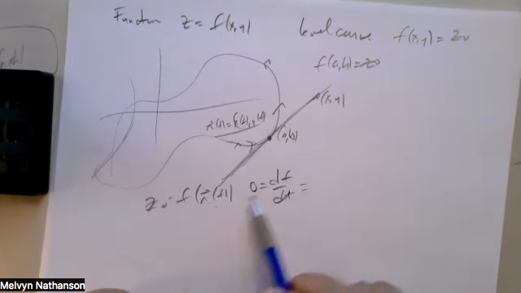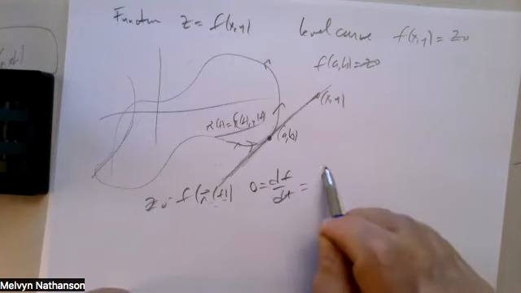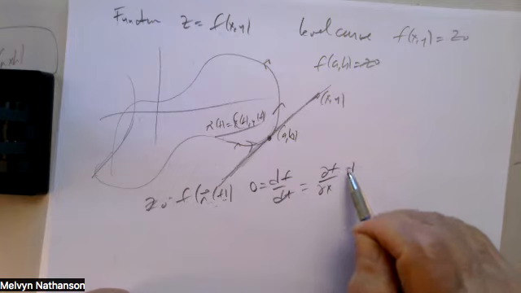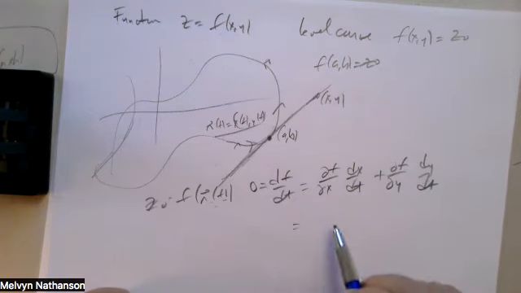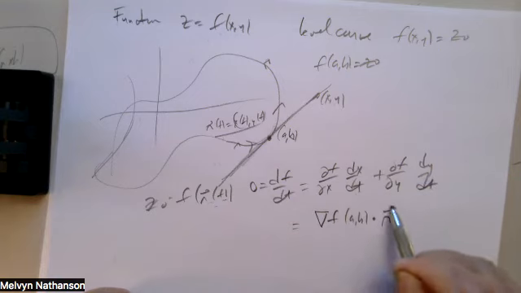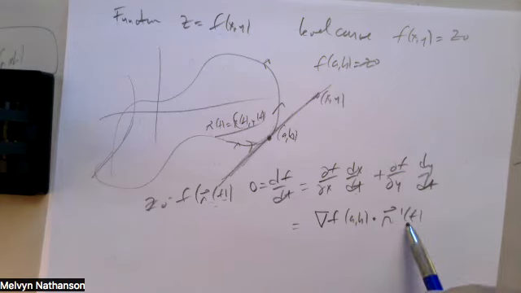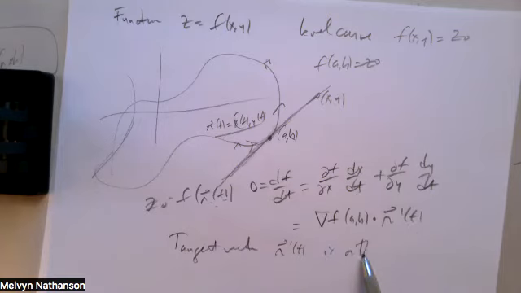But by the chain rule, f is a function of two variables, and x and y are both functions of t. So this is the partial of f with respect to x at (a, b), dx/dt, plus the partial of f with respect to y, dy/dt, and that's zero. That's the dot product of the gradient of f at (a, b) with (dx/dt, dy/dt), which is by definition the derivative, the tangent vector at the point (a, b), at t where r of t is equal to (a, b). So the tangent vector r prime of t is orthogonal, perpendicular to the gradient of f.